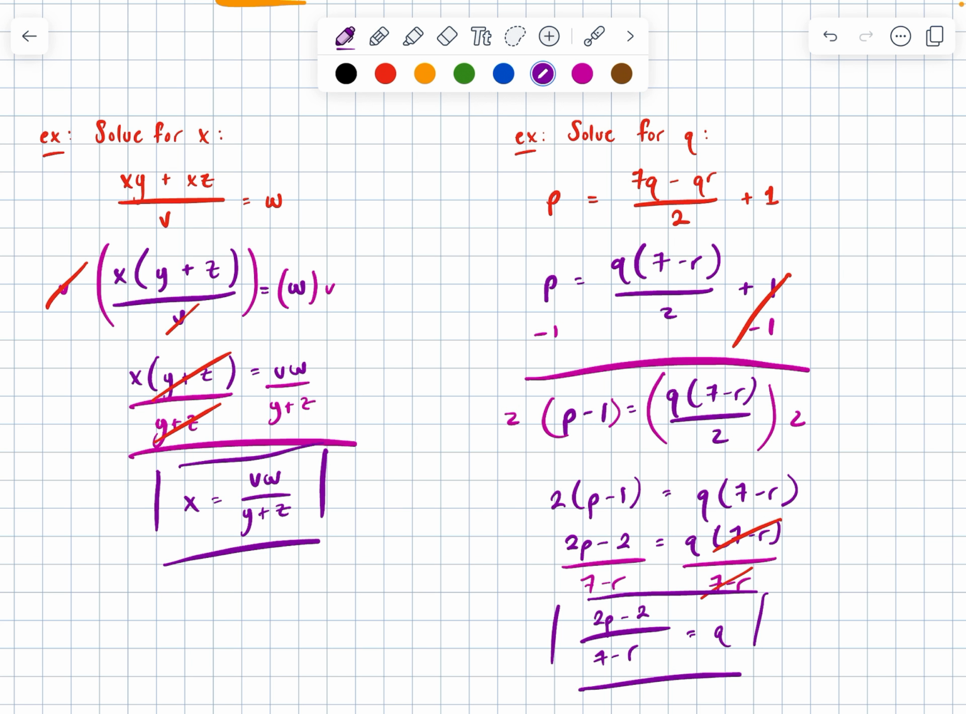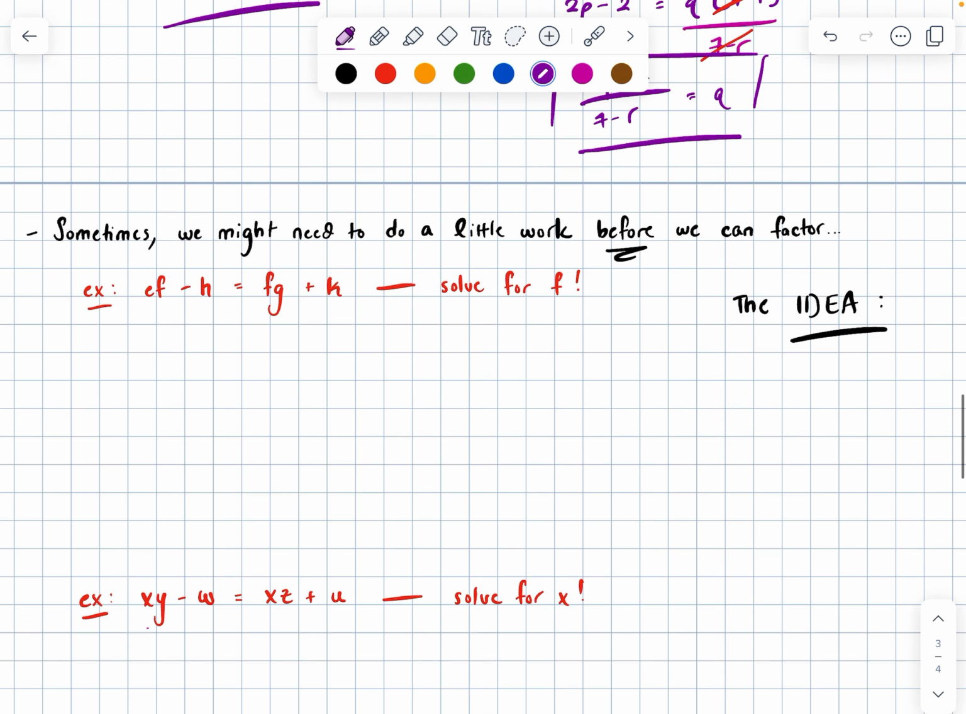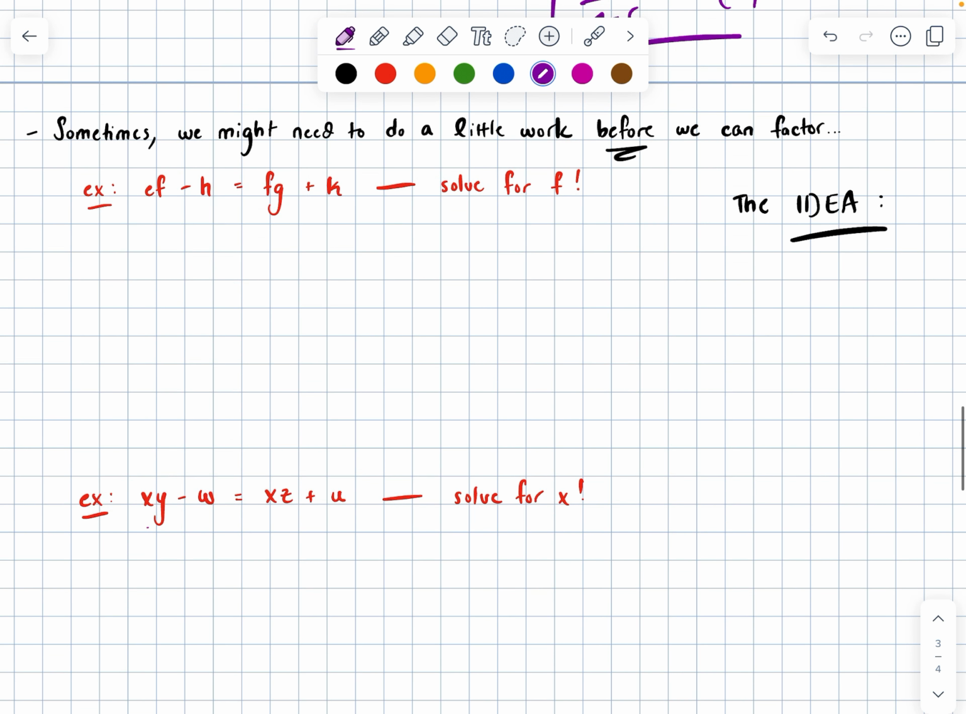Fantastic. So there's your idea. Factoring is a new skill. Well, not a new skill, but an old skill that we've dusted off and added back into our toolbox. Sometimes, though, we're going to need to factor, but a couple moves might stand in the way before we can do it. So for example, EF minus H equals FG plus K.